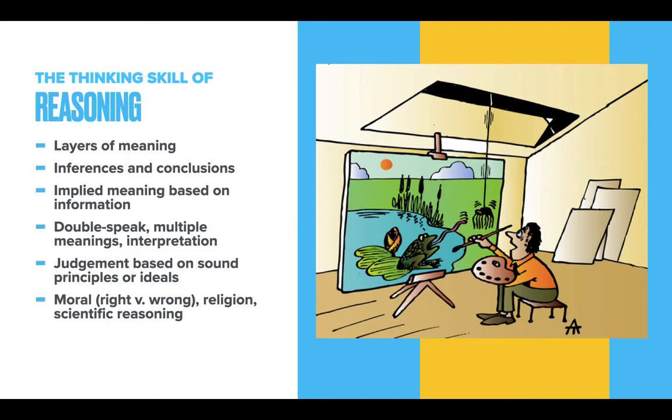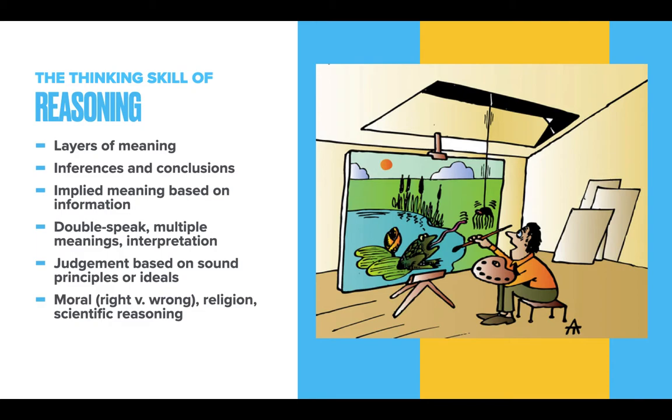When you think of the term doublespeak, these are words or phrases that could be interpreted in different contexts or have different meanings based on where they might be found, particularly in poetry or song lyrics. But the idea here is that the meaning has multiple interpretations. And oftentimes, the judgment or the reasoning that you're making here is based on sound principles or ideals.